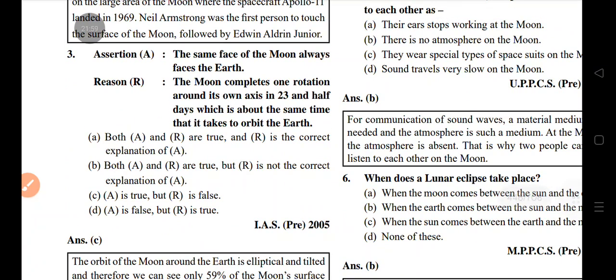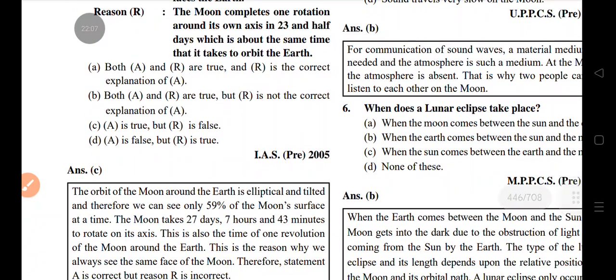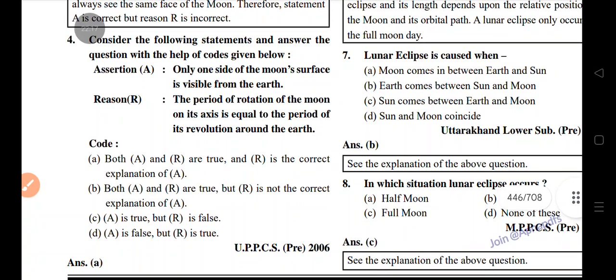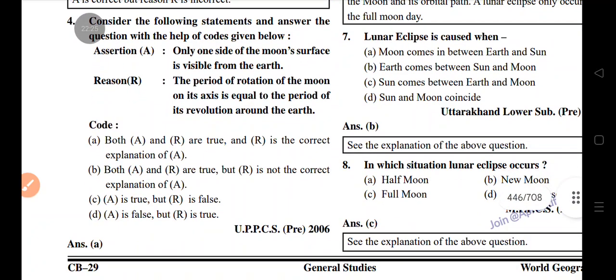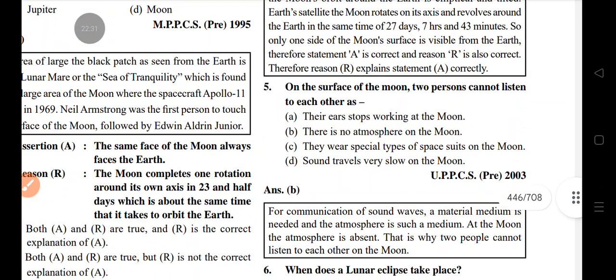So, the same face of the moon always faces the Earth. Moon completes one rotation around its own axis in 27 days 7 hours 43 minutes. Only one side of the moon's surface is visible from Earth. The period of rotation of the moon on its axis is equal to the period of revolution around the Earth. On the surface of the moon, two persons cannot listen to each other. There is no atmosphere on the moon.